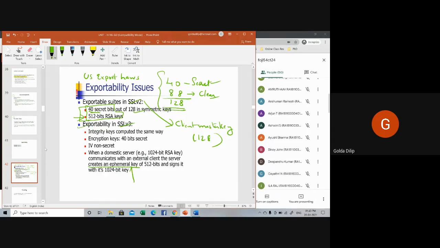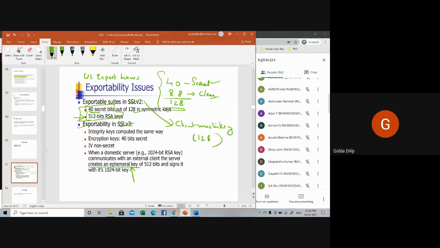Any idea what is called an ephemeral key? We had discussed this ephemeral key somewhere before. Do you remember where it was? A temporary, a one-time key. So that key can be changed periodically.